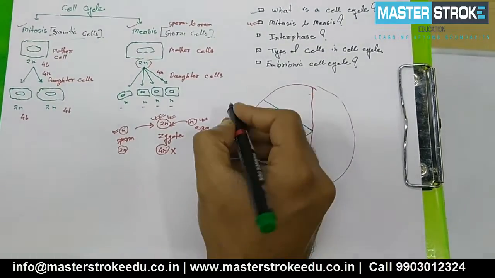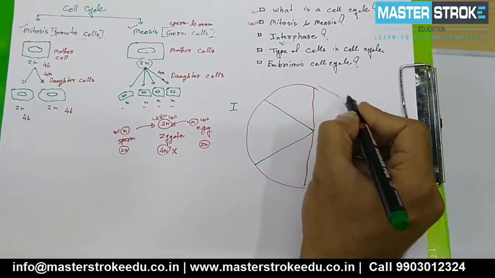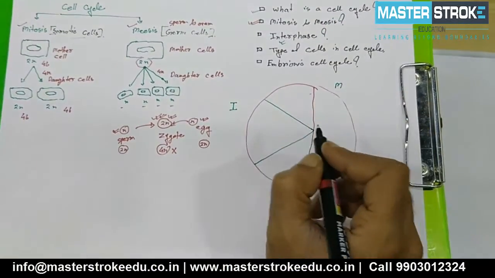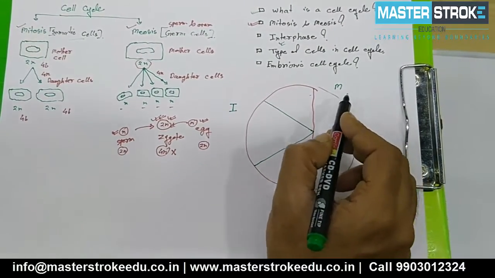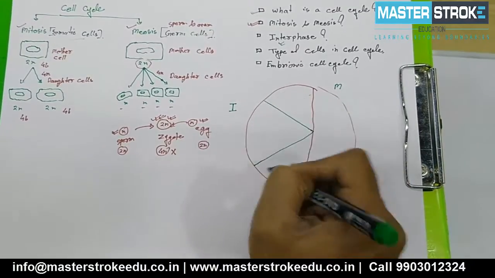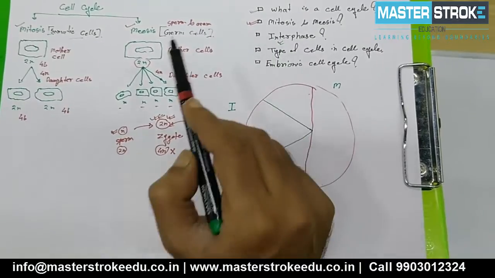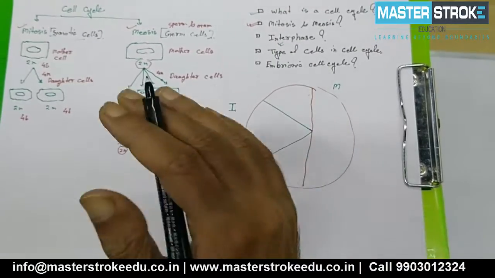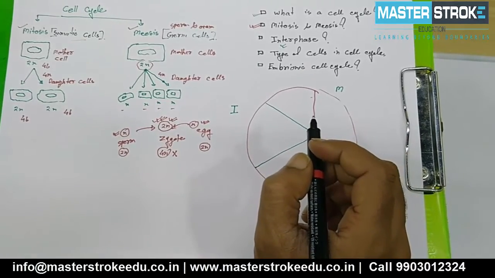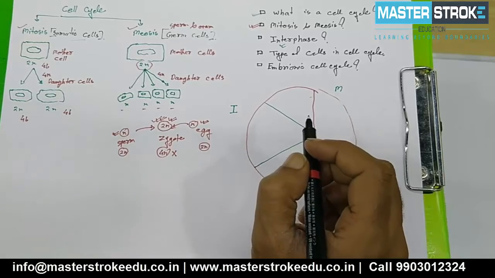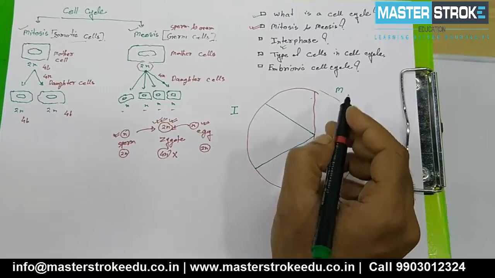This half portion is called the I phase or interphase, and this half portion is called the M phase. Now M stands for two cases: the M phase may be mitosis or meiosis, but the I phase or interphase is common in both mitotic and meiotic cell division. After the interphase, if the cell undergoes meiotic cell division, it is known as meiosis, and if the cell goes for mitotic cell division, it is known simply as mitosis.